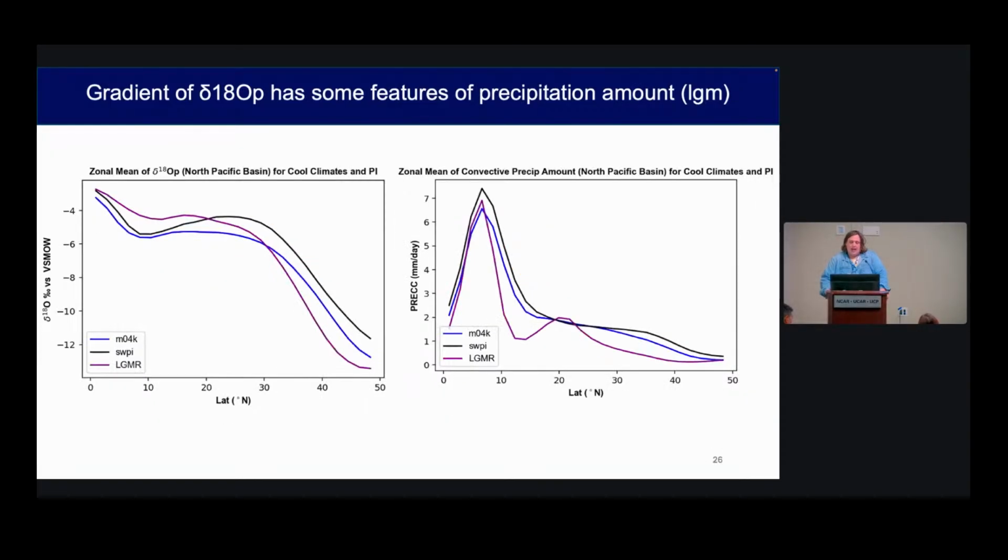For the LGM-like simulations, you see a very similar big peak, but because the troughs aren't as present in the delta 18O gradient, we think that might mean that precipitation amount is not the strong driver of the gradient we see for the last glacial maximum.